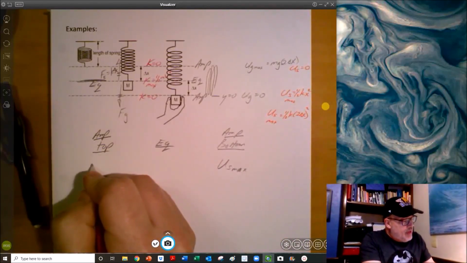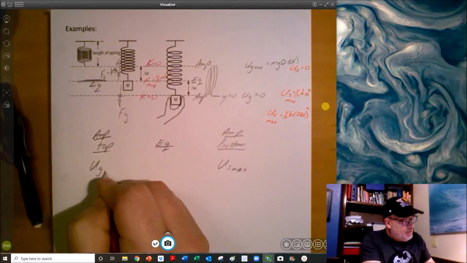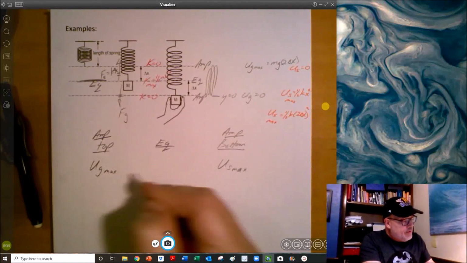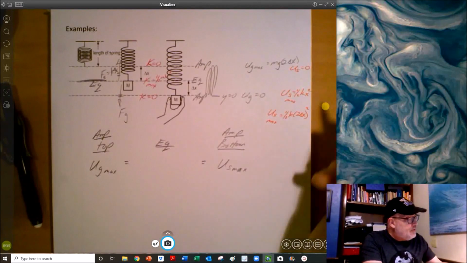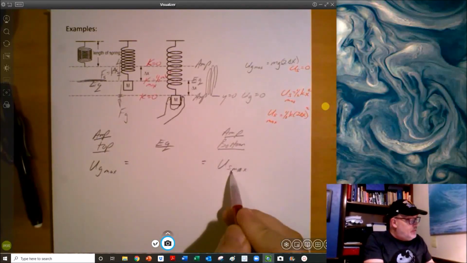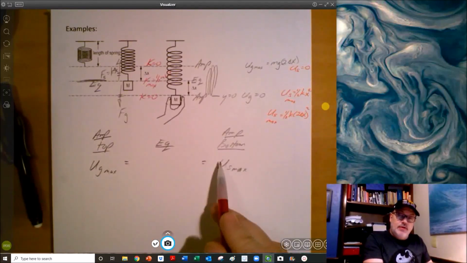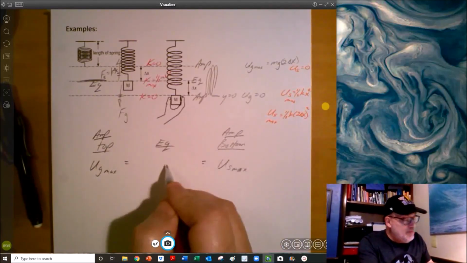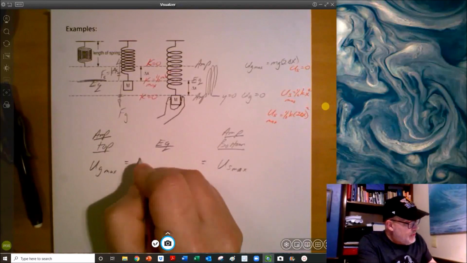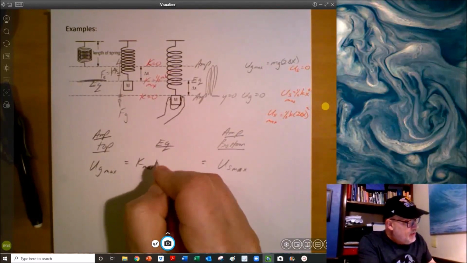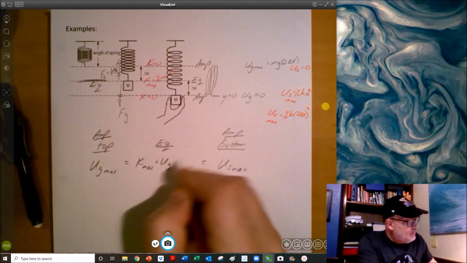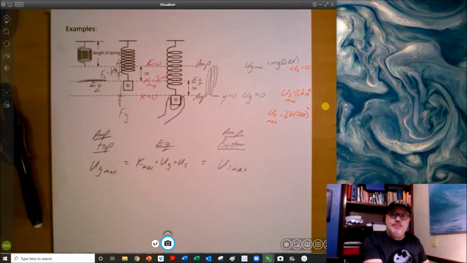When we're at the top, we have maximum gravitational potential energy, and everything else is 0. So we have 0 kinetic on the ends, and we have 0 spring at the top, 0 gravitational at the bottom. So in the middle, we have all three. We have our kinetic energy maximum, but we have some gravitational, and we have some spring.